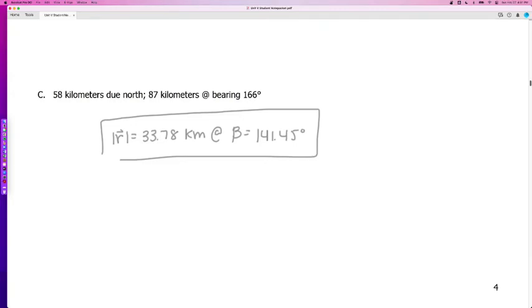Okay, there's the answer for C. The magnitude of the resultant vector is 33.78 kilometers. It has a bearing of 141.45 degrees. If you are interested in seeing the fully worked out solution, including the diagram, just take a look at the lecture slides that I posted on the class website. We're going to move on to examples D and E.